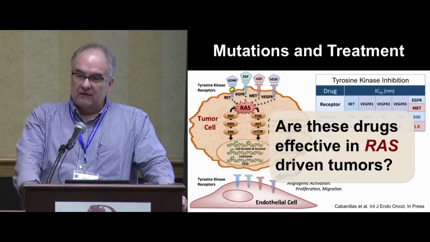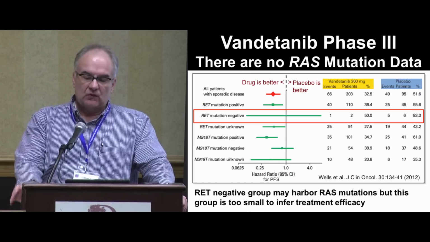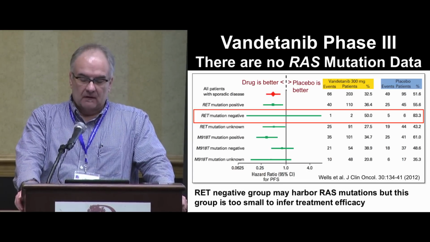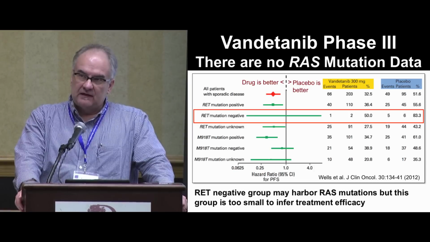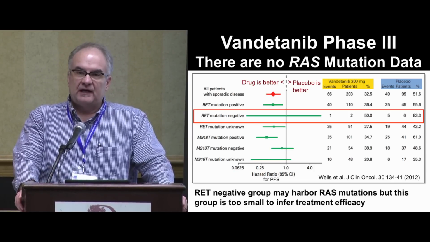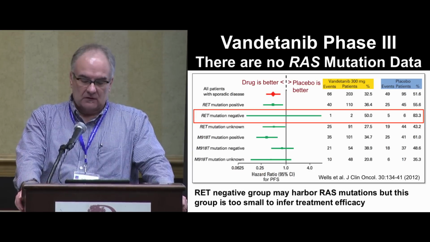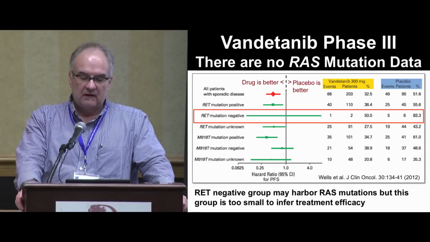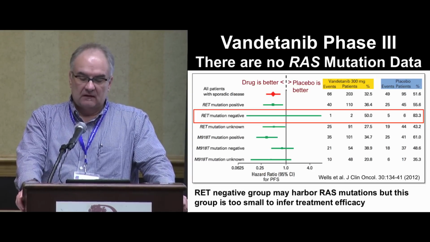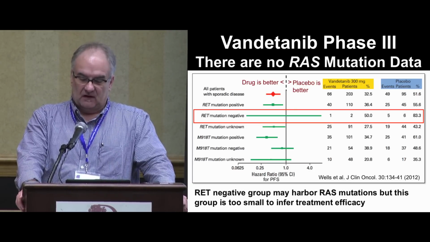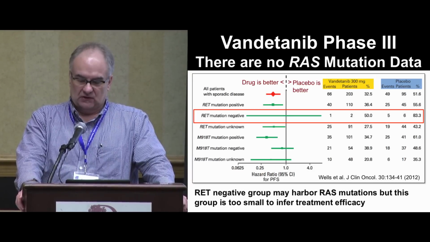So, but are they effective? If we look at the clinical trial data that was published that got these drugs FDA approved, what you just heard me say is that if you don't have a RET mutation, then you have a high chance of having a RAS mutation. So if we look at the patients that did not have a RET mutation in the study, that's highlighted in the box, we really only had 2 patients on that clinical trial that received vandetanib that might have had a RAS mutation.